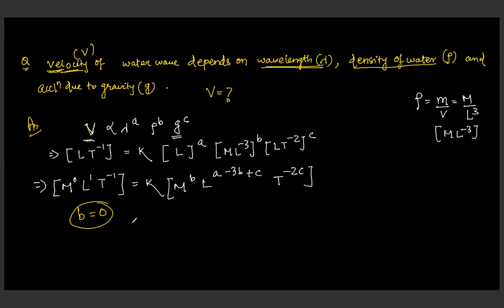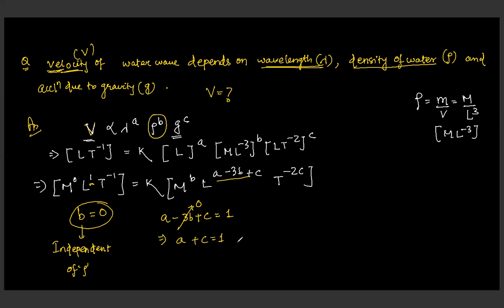It says that it is independent of rho, because rho's power was b. It is not compulsory that it has to depend on every physical quantity. It is independent of density. Okay, fine. So let's move to the other parts. For length, a minus 3b plus c is equal to 1 on the left hand side. Already we have the value b equal to 0, so we can write a plus c equal to 1.